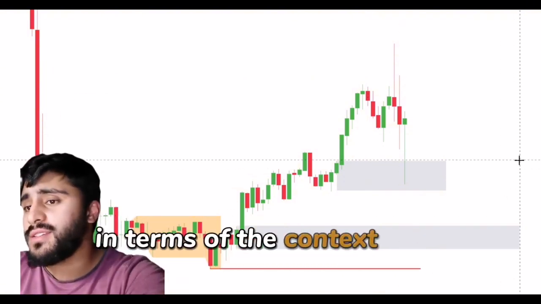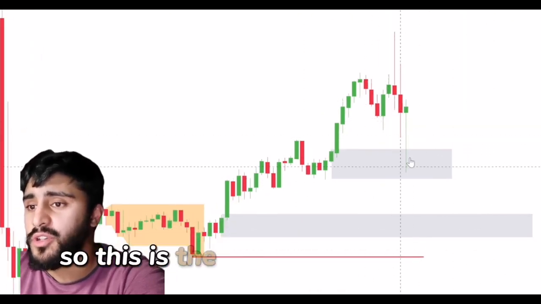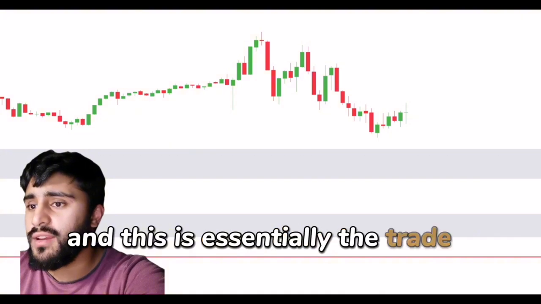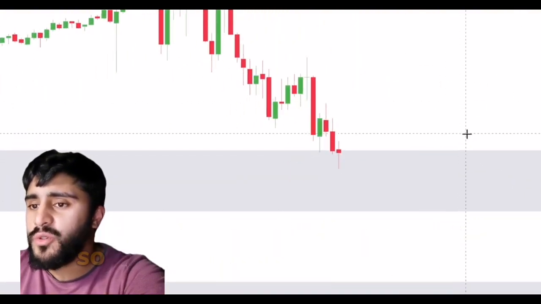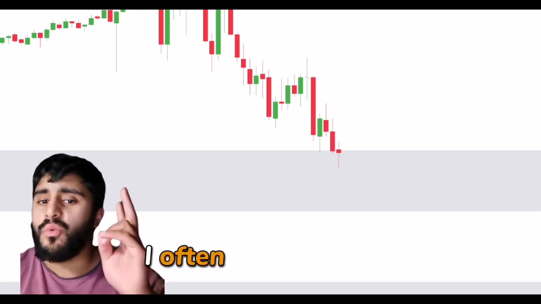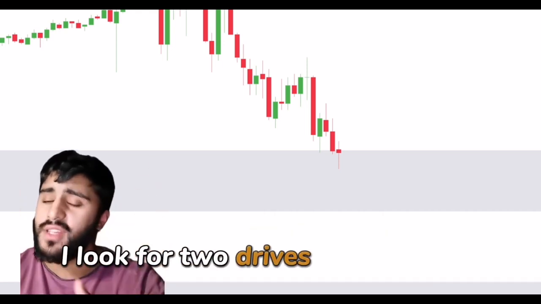In terms of the context, now location, we're looking for buys at a bullish fair value gap. So this is the bullish fair value gap, and this is essentially the trade I took. So of course we're being patient and waiting for price to come into the zone. As price comes into the zone, very often I'll look for two mitigations into the zone. I'll look for two drives into the zone.